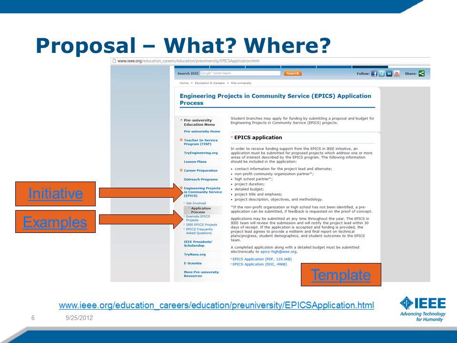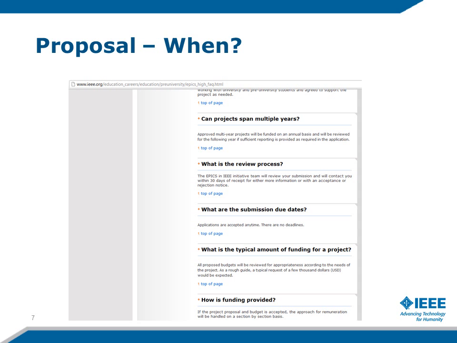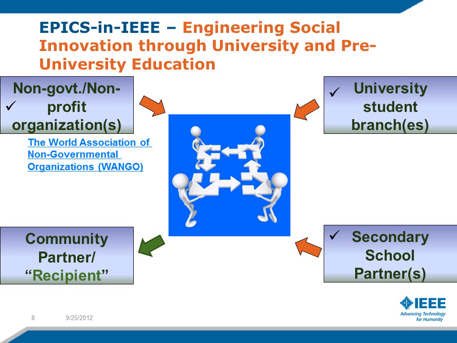As initial steps, browse and read the pages relating to the initiative, and study example projects and their associated impacts. For EPICS-in-IEEE, there is a template for the proposal. Download that. There's also a frequently asked questions page. Please review. Here, you will also see that proposals are accepted on a rolling basis. No deadlines, but start working now anyway.